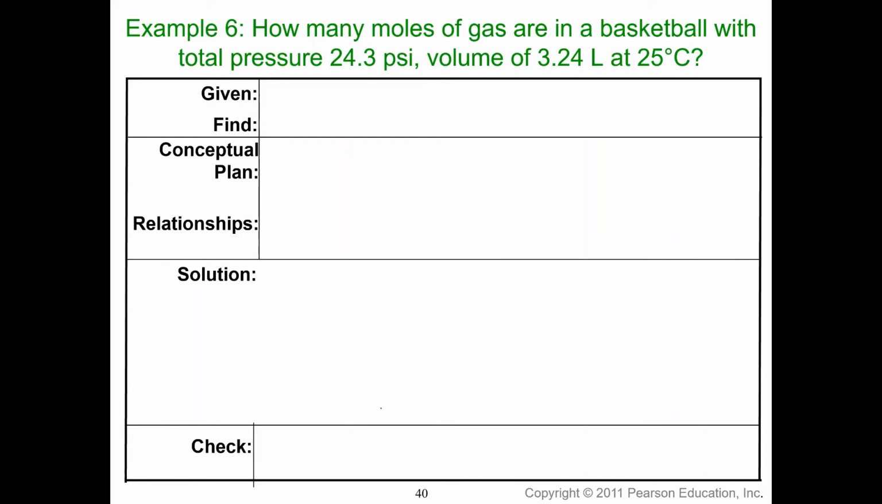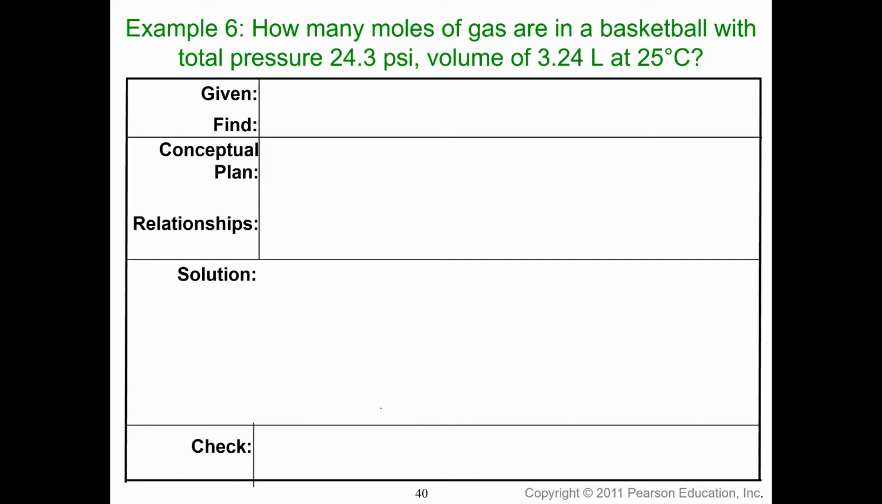All right, let's do some problems here. How many moles of gas are in the basketball with total pressure of 24.3 psi? See, psi is not a very scientific pressure that we deal with in the lab. We normally like things to be in either torr or atmosphere.